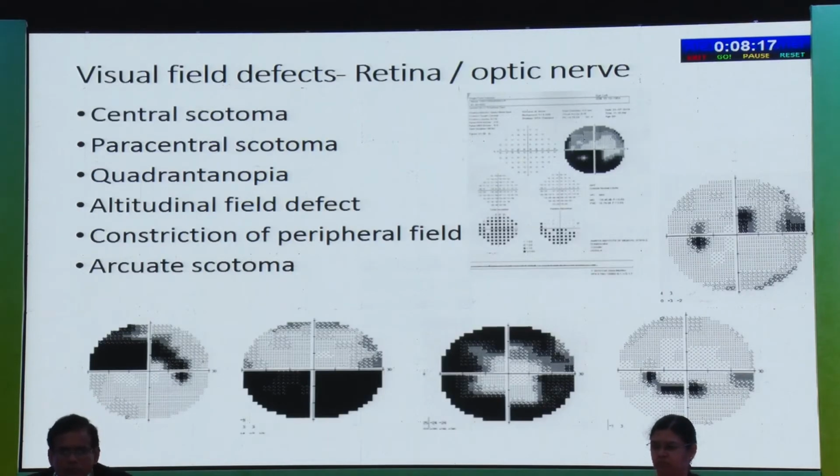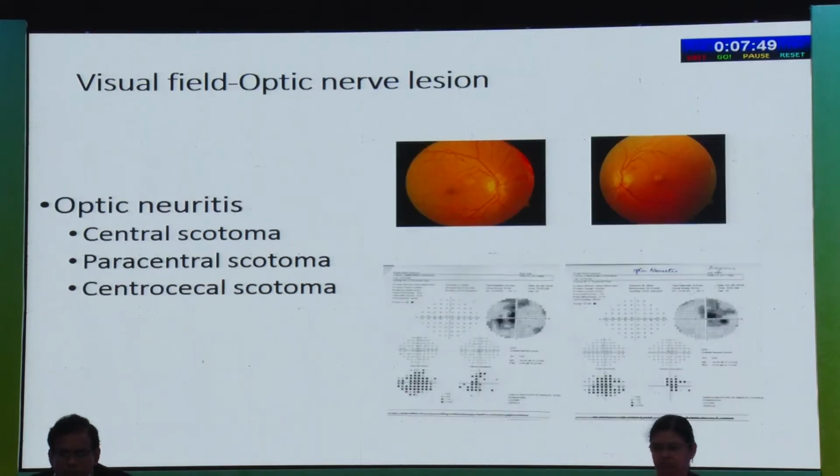As explained by the previous speaker, retinal and optic nerve disease can cause field defects, and usually optic nerve and retinal disease respect the horizontal meridian. As you can see here: quadrantanopia, central scotoma, ring scotoma, arcuate scotoma, and hemifield defect. In optic neuritis, you can get a central scotoma, centrocecal scotoma or paracentral scotoma.